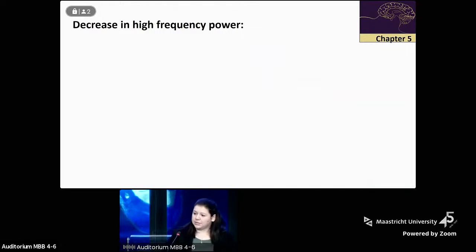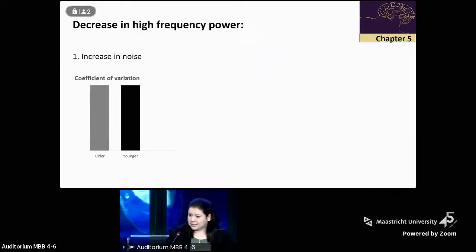Because our finding in multi-unit activity seems to be contrary to what is found in the literature, we wanted to try to explain why there is this decrease in high frequency power. Our first idea was that there is an increase in noise. We looked at the coefficient of variation and also at bursting, and we found that there was no difference between the patients. So that seems not to be the answer.